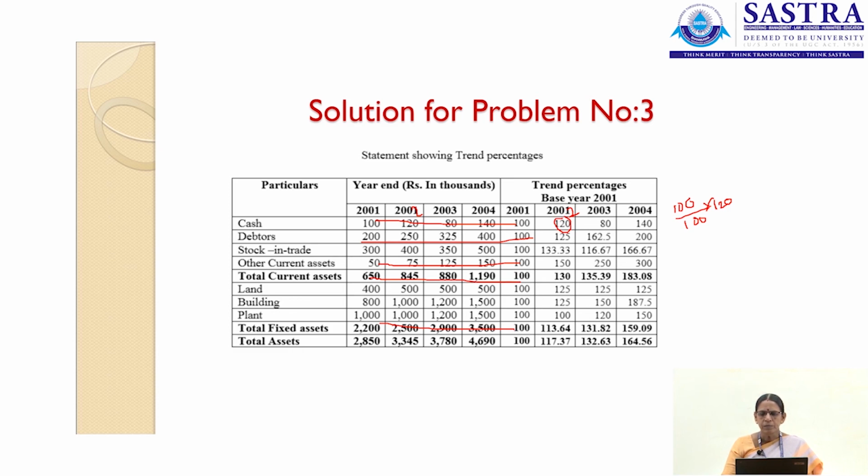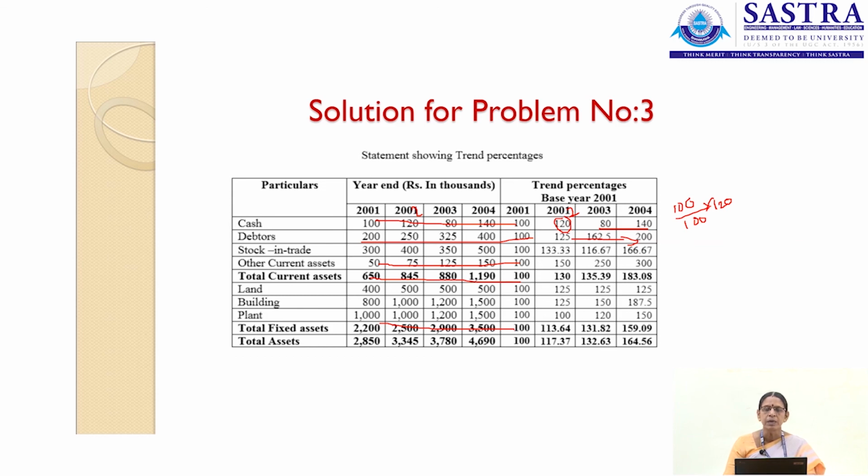See here we have a decreasing trend, again we have an increasing trend. The same way we have an increasing trend here in case of debtors. See that debtors has an increasing trend and stock in trade is also an increasing trend and we have other current assets, we have an increasing trend. That is why we have an increasing trend of total current assets. We have land again a constant rate of increase and again we have an increase in the building. Plant we have an increase, again fixed assets will have an increase in trend. So, total assets will also have an increasing trend.